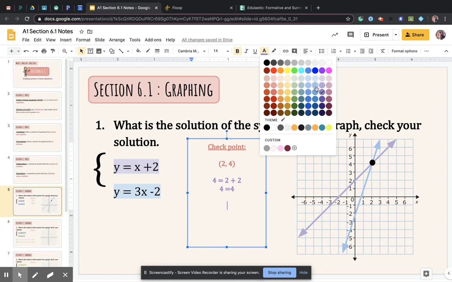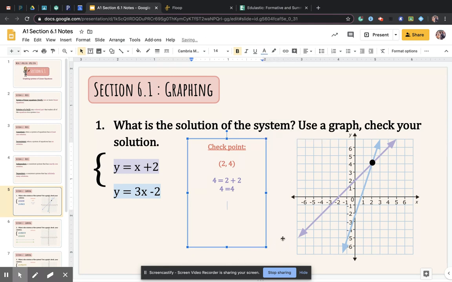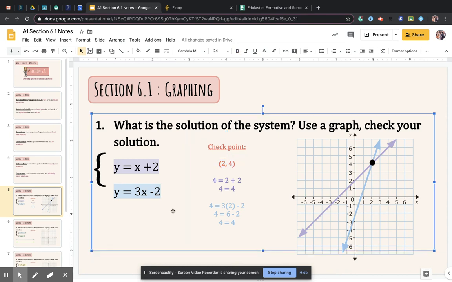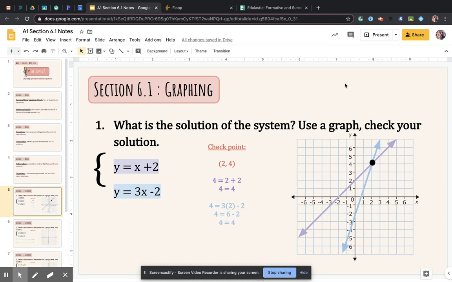Let's try the blue line now. So my y value is 4 again, and then I have 3 times 2, that's my x value, minus 2. 4 stays, 3 times 2 is 6, bring down my minus 2. 4 is equal to 6 minus 2, which is 4, so 4 is equal to 4. So both equations work with this point. The reason we checked it is to make sure that our graph is correct, which it is, so we are good to go. It works.